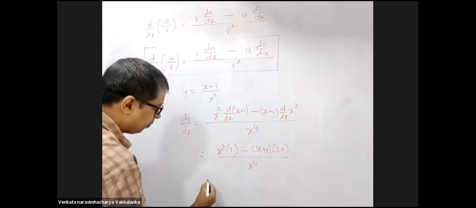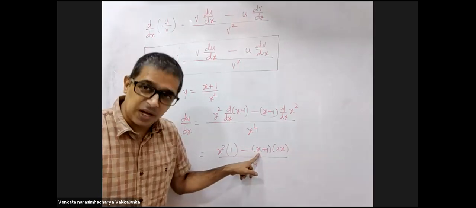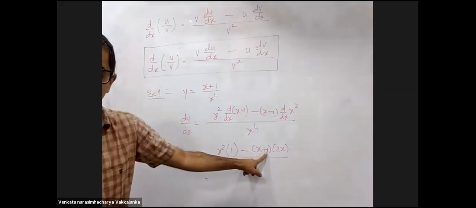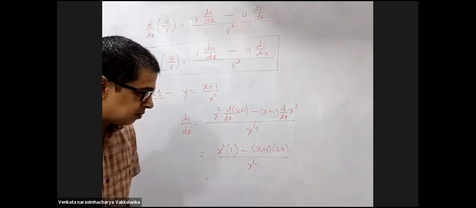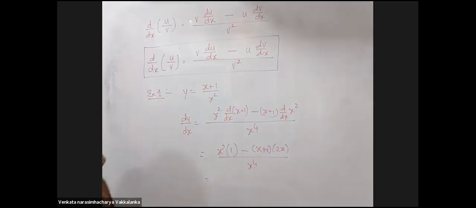You can further open up this: x square minus 2x square is minus x square, minus 2x. Minus x square minus 2x. Take it down till here.